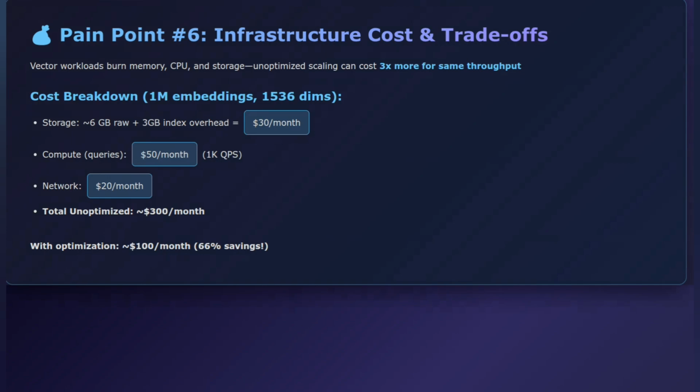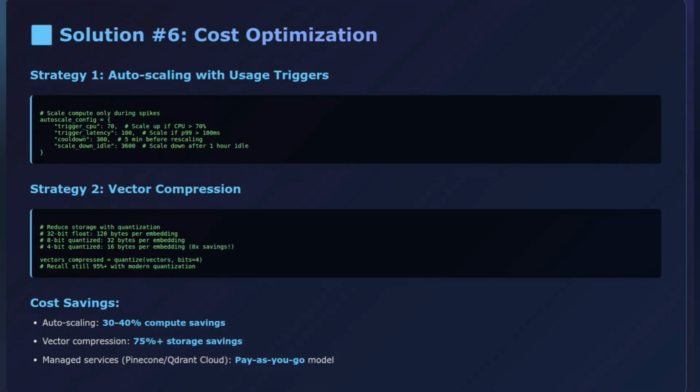Bad network, no data locality, constant cross-region transfers, $50 per month. Total, $390 per month for an unoptimized system. Same throughput, 4x the cost. Scale this to companies handling billions of vectors, and we're talking millions of dollars in difference. How do you optimize for cost?